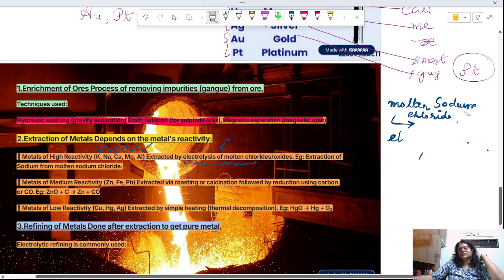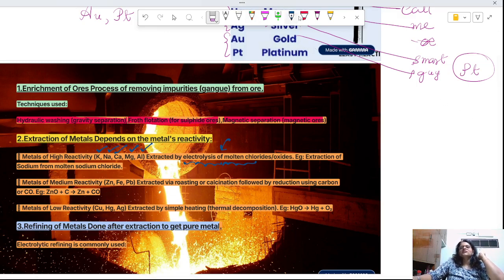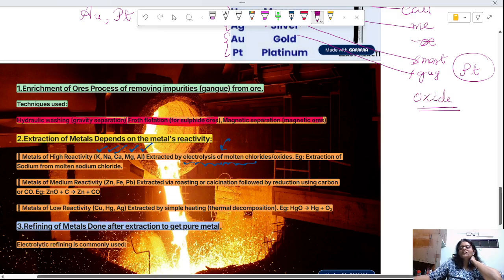First of all, let me tell you. In the case of highly reactive metals, most of the ores are chlorides or oxides, and it is very easy to extract a metal from its metal oxide. You just need to do a process called reduction. If we have aluminum oxide or iron oxide, we just need to do the reduction.